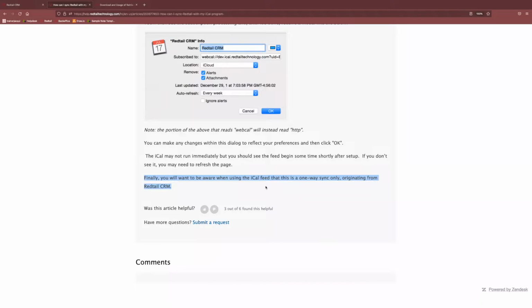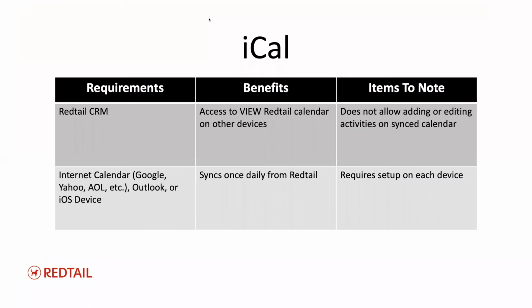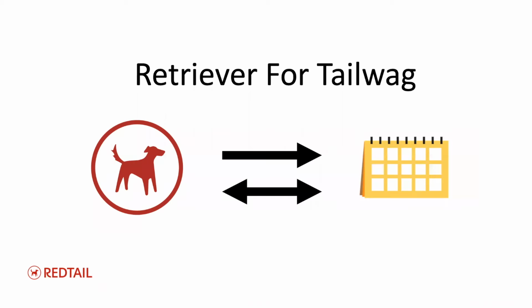And we'll go back into our slideshow for this. iCal is a one-way feed. It does require setup on each device that you want to put it on, and it does not allow for editing or creating of new activities onto that synced calendar. Excellent. Perfect. Now, that being said, if we bounce into our next slide, we have Retriever for Tailwag.